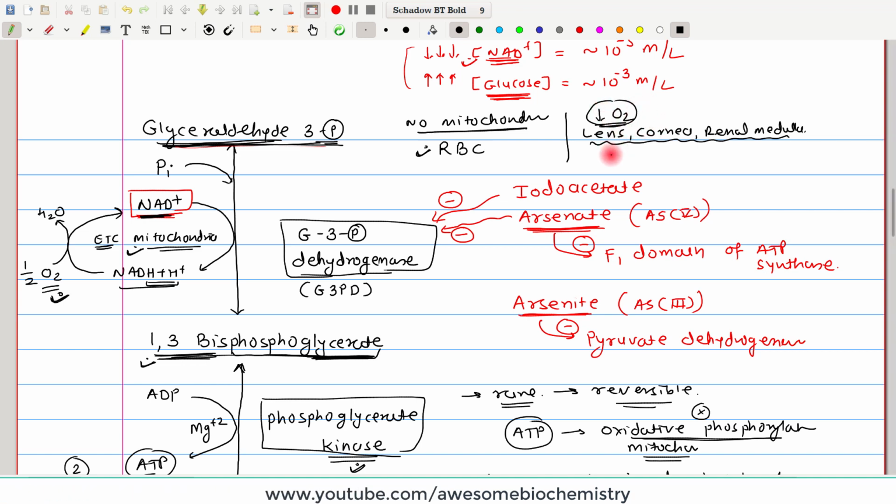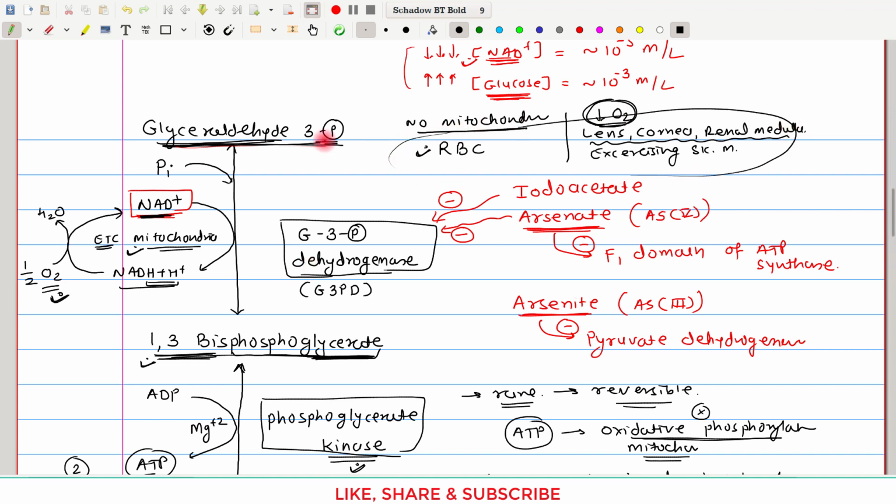And one more example is skeletal muscle. Generally skeletal muscle has a good blood supply, but when you exercise, at that time the blood supply is not enough. So exercising skeletal muscle also has a less oxygen supply, right? So all of these tissues require ATP, but either there is no mitochondria or there is a less oxygen supply. So what will happen? This reoxidation is not taking place.